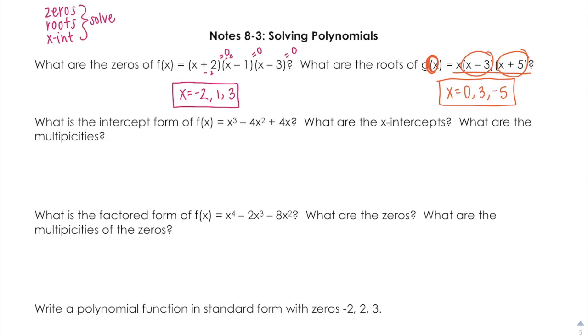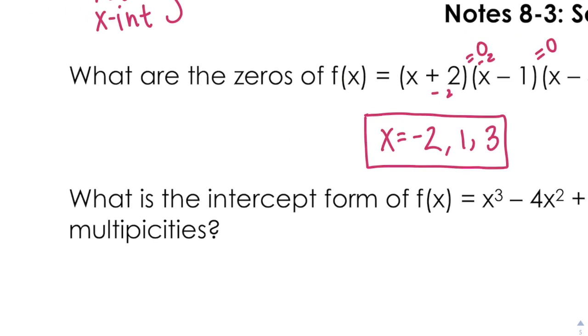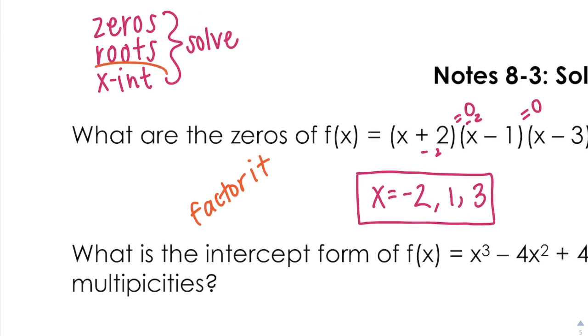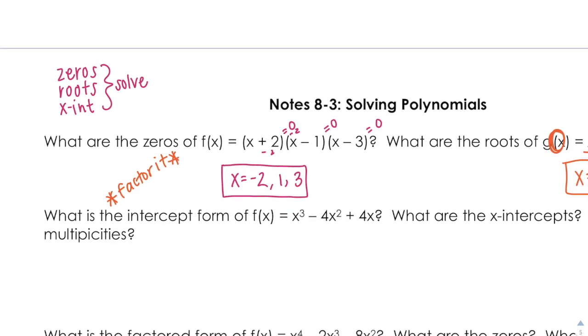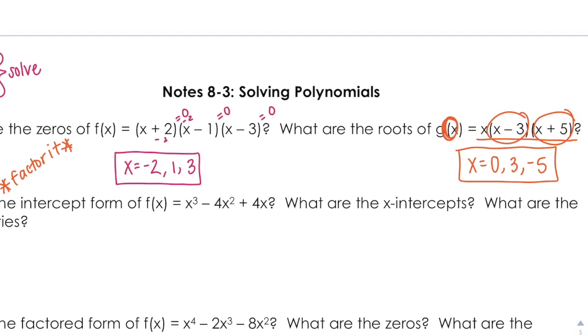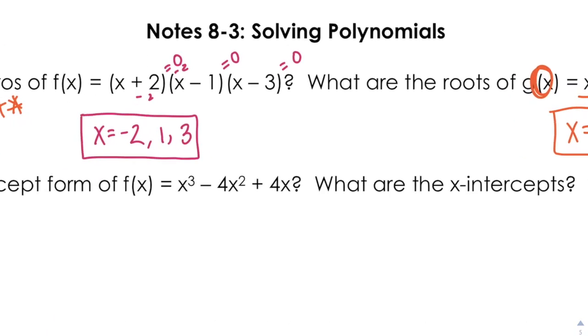Now for this one, it says, what is the intercept form? Well, remember, if you factor it, and then you set each piece equal to 0, the x-intercepts, that is just the opposite of the factor. So basically, if you see intercept form, that's just a fancy way of saying factor it. So for this one, factor it, put it in intercept form, and then what are the x-intercepts? What are the multiplicities? And we'll get to that. That's the linear quadratic in just a second.